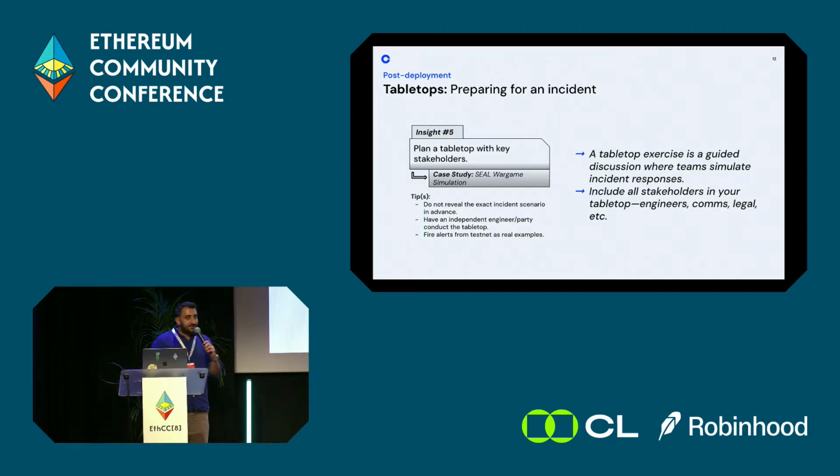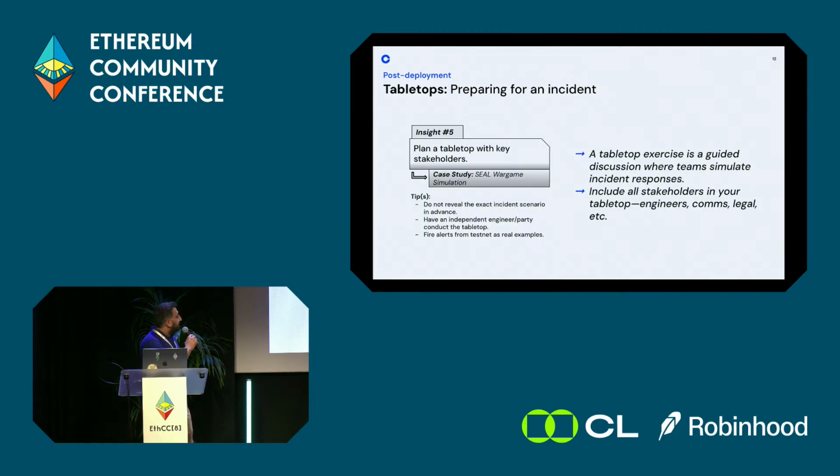So the goal here is that every single team will be alerted when you actually have an exploit, and how are they going to communicate. Some tips here: do not reveal the exact incident scenarios in advance. You don't want people to know how they're going to respond when they come to the guided discussion. You want those people to come without knowing the details so that you can actually identify gaps in your incident response and you can improve on it. The goal here is to not shame anyone, but actually prepare.